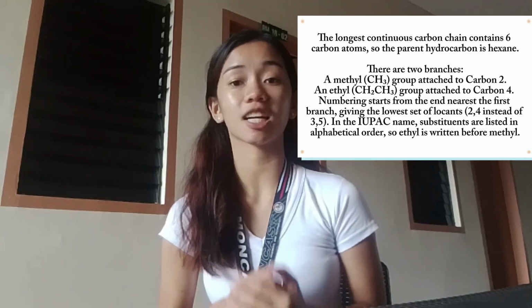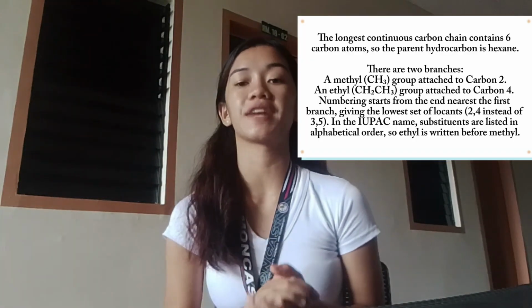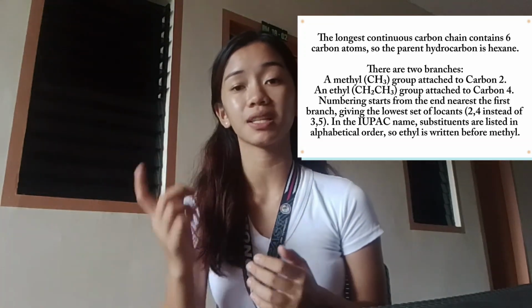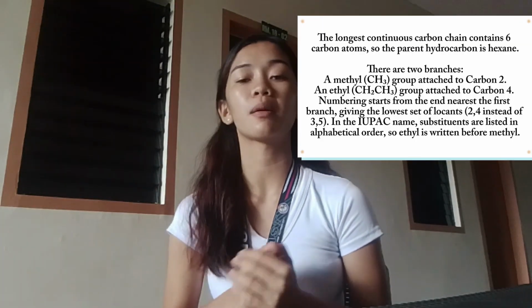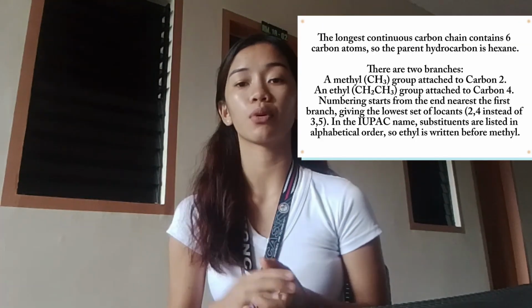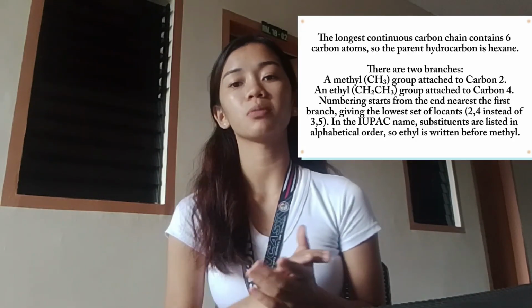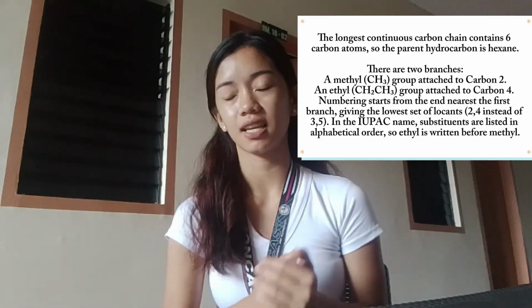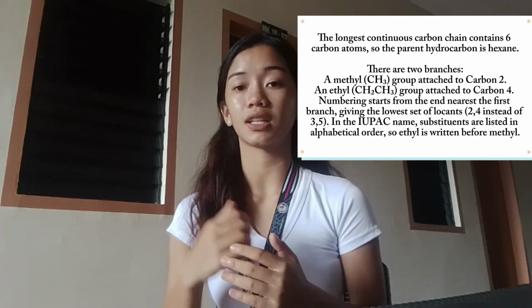Our final structure. First, we identify the longest chain. It contains 6 carbon atoms, so the parent chain is hexane. Now we number the chain from the end nearest the first branch. There is a methyl group attached to carbon number 2 and an ethyl group attached to carbon number 4. When we are writing the name, we arrange the substituent names alphabetically. Even though methyl has the lower number, ethyl comes first alphabetically. Therefore, the correct IUPAC name is 4-ethyl-2-methylhexane.